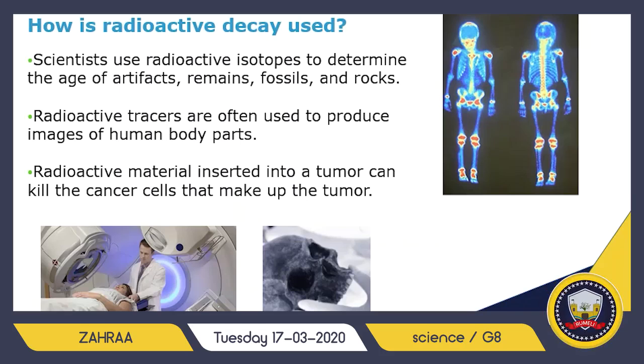Radioactive tracers are often used to produce images of human body parts, as we can see in this photo. This is what we call nuclear imaging of the human body. What else do we have? Radioactive material inserted into a tumor can kill the cancer cells that make up the tumor, so we can use radioactive material or radioactive decay as a technique for the treatment of cancers.